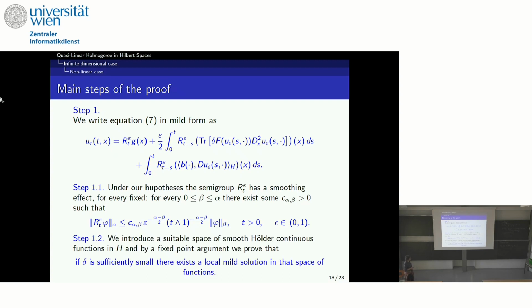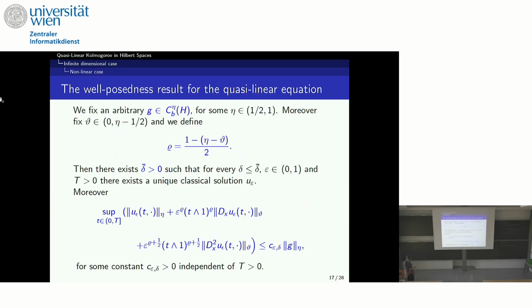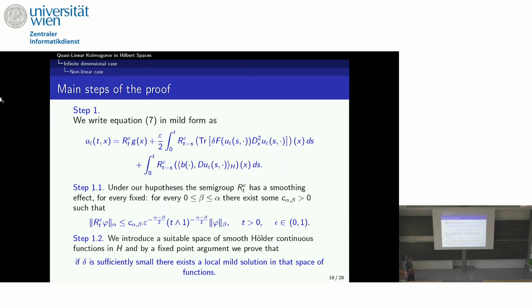And so, having these properties, you can construct a suitable space of smooth order continuous functions with this blow-up that I showed you in the previous slide. And then you can use a fixed point argument to prove that if delta is sufficiently small, then you get a local solution in the space of functions such that this norm is finite.